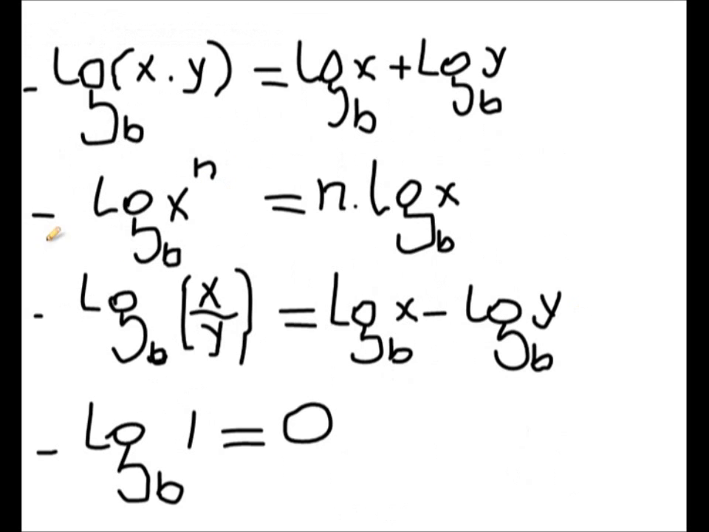Remember those properties. When we have a multiplication inside a logarithm, it is transformed into an addition. If we have log of x to the power of n, this can be written as n log of x. If we have a division, it is transformed into a subtraction. When I have log of 1, whatever the base, that gives me 0.